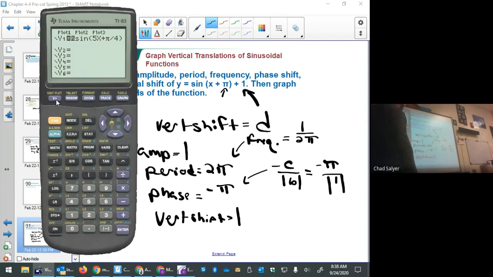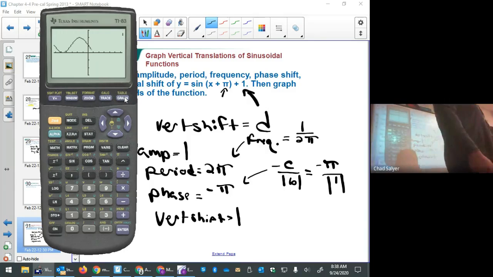So sine of x plus pi, plus 1. And I want to go from negative 2 pi to 2 pi. That's 1 period in each direction. Notice it's not going to be symmetric around the x-axis this time because we're shifted upward.